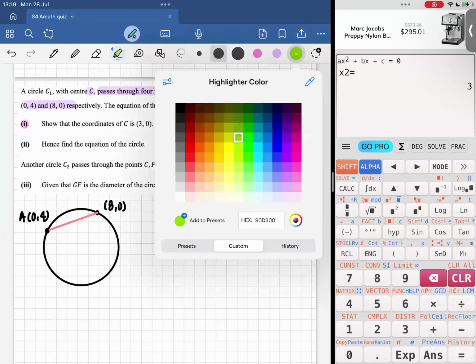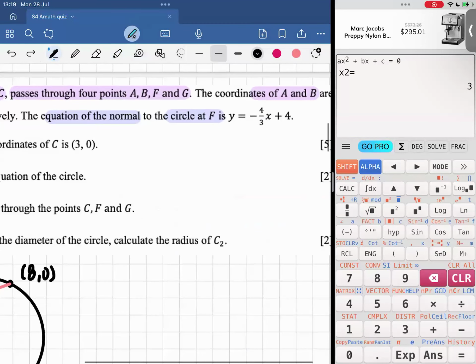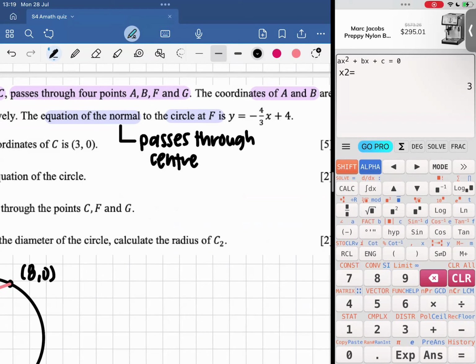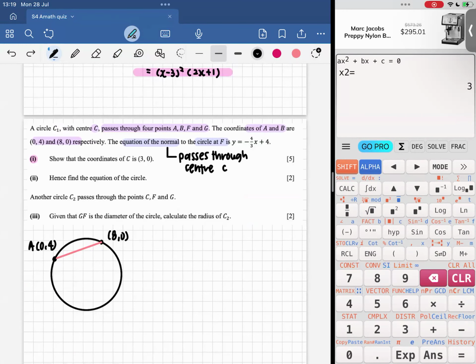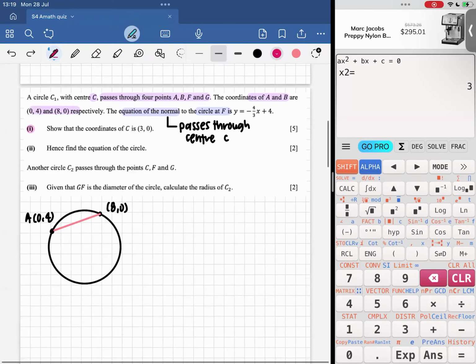Important thing for the next part here. They are saying there's an equation of a normal to the circle. I hope you all remember, every single time you see normal to the circle, you must know that the normal at any point on the circle will always pass through the center of the circle. So in this case, it's C. So first, you need to show your coordinate C. Even if you cannot do the first part, you can still do part 2 because you have coordinate C.